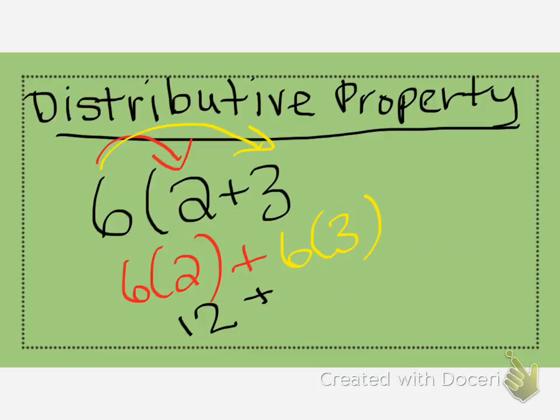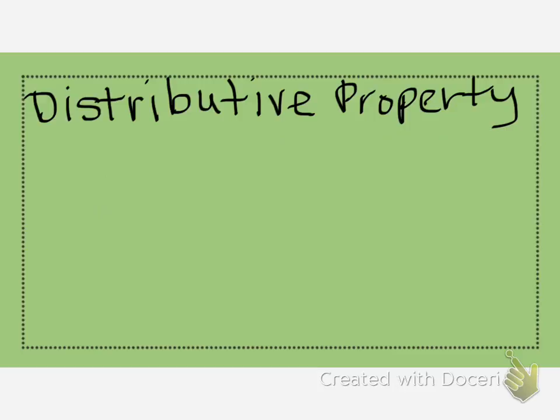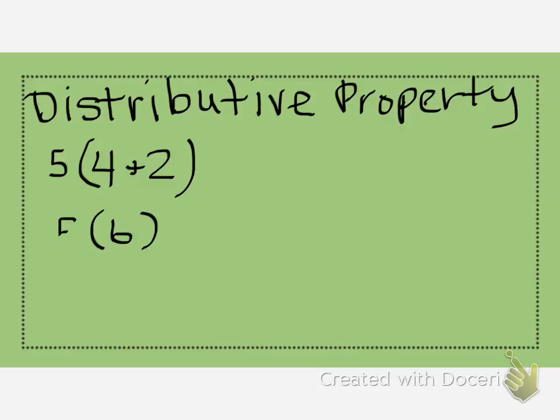I can show you with another problem. Let me take the problem, and I'm going to show you side by side the two problems. So what if I take the problem 4 plus 2, and I'm going to put 5 out here. Okay? So I'm going to do this the regular way. So I'm going to do 4 plus 2 is 6. 6 times 5 is 30. Okay? That's one way.